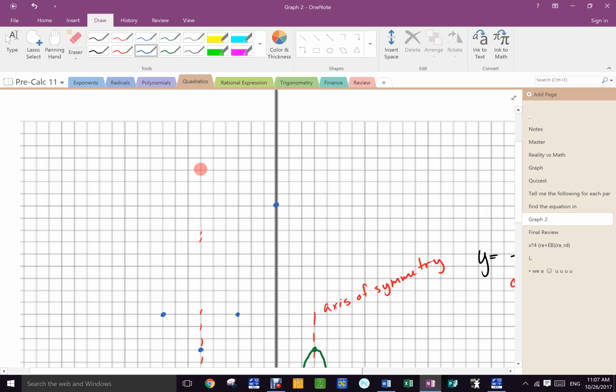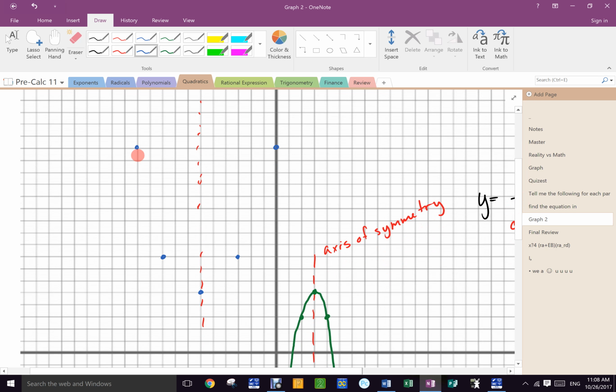And then I know here is my axis of symmetry right here. 6 away. So I go straight to the axis of symmetry. I go 1, 2, 3, 4, 5, 6 more. And there is that one. Now please notice that it is spread out this way. Everybody cool?